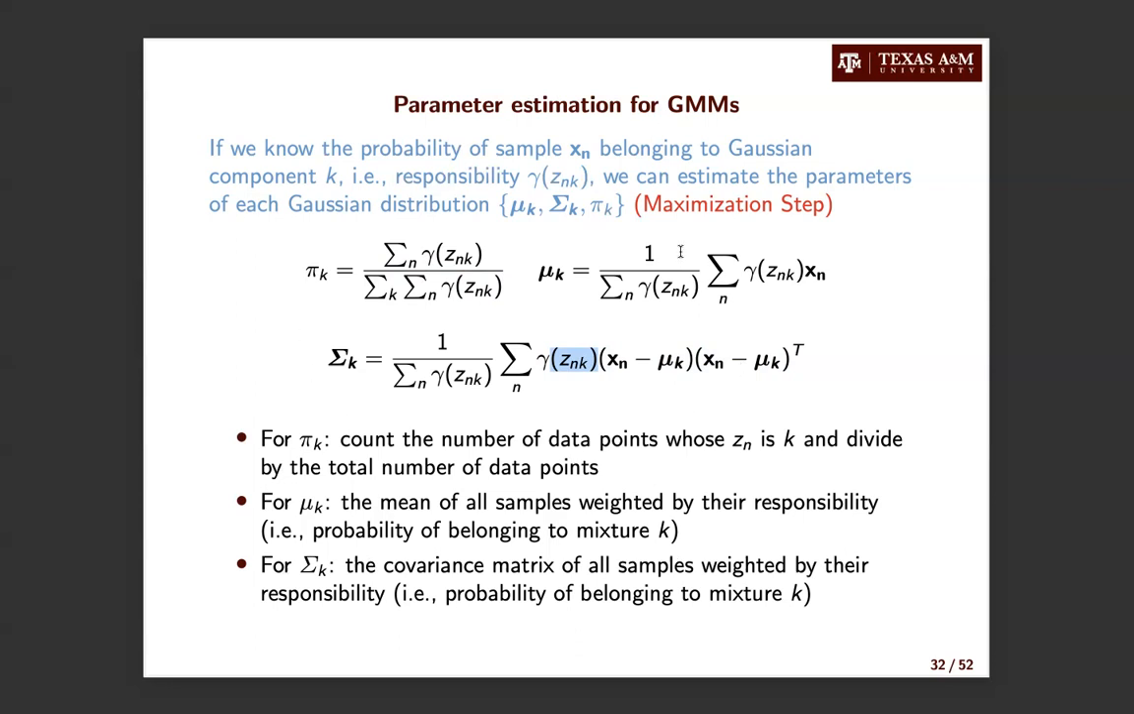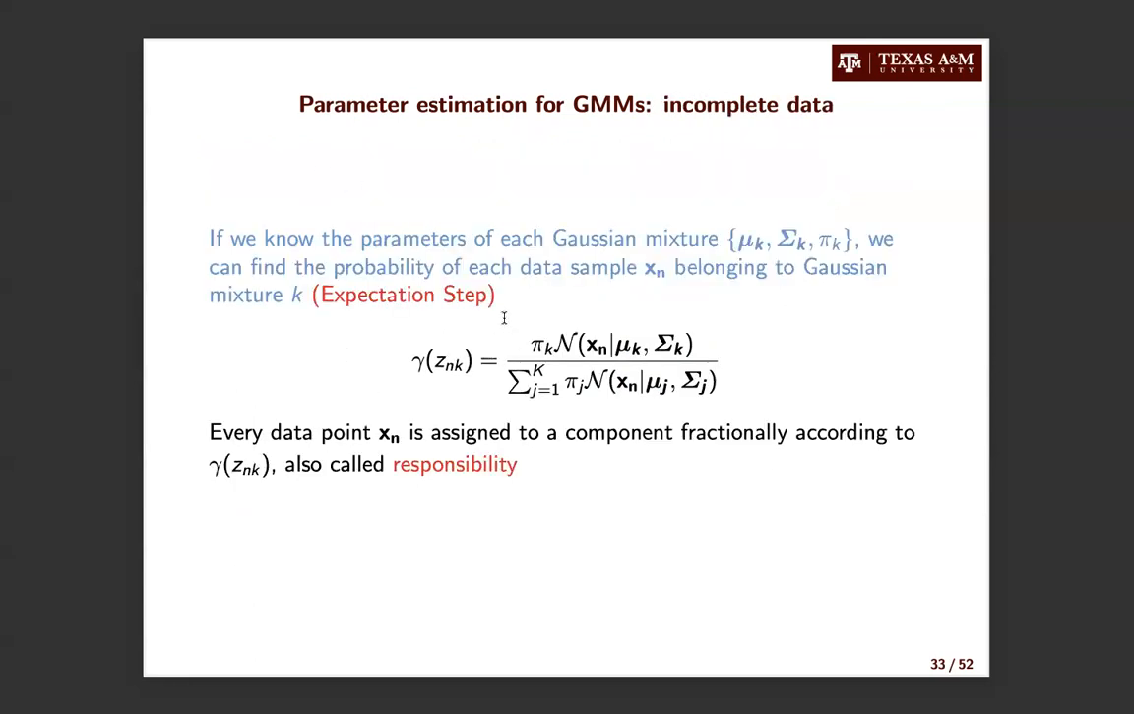In this case, we have estimated the mean, covariance, and prior of each Gaussian mixture by assuming that we know the responsibility of sample Xn for each Gaussian component. However, in practice, we do not know that. We have to go an extra step now and compute that responsibility on a probabilistic function.